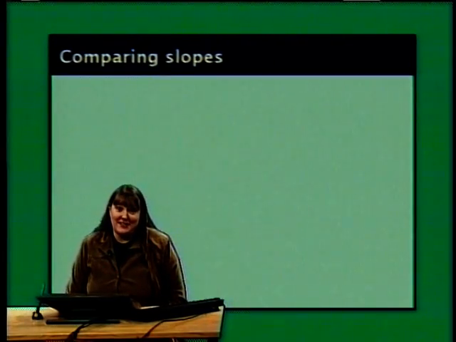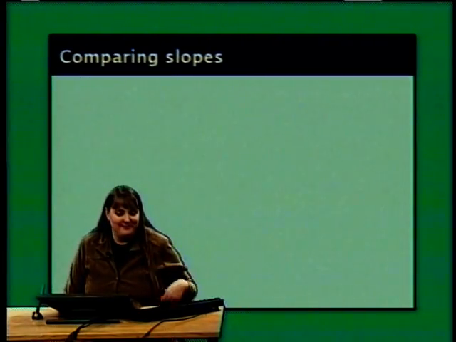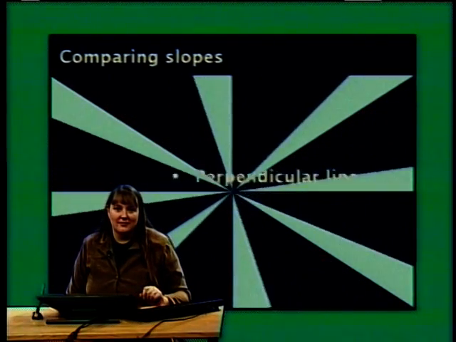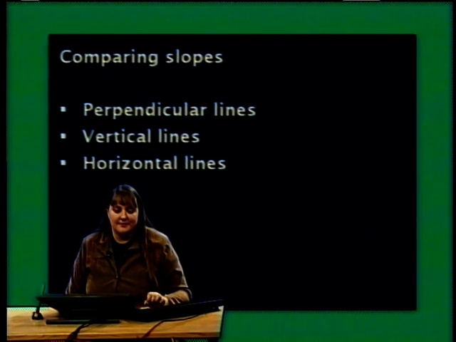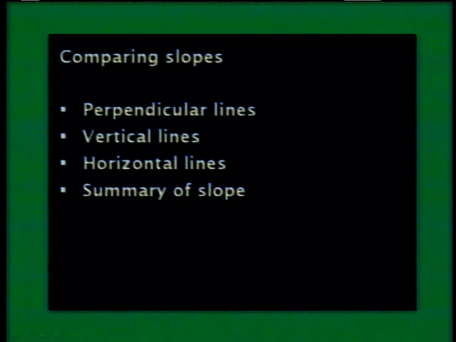In this part of the lesson, I'm going to look at comparing slopes. I'm going to start by looking at perpendicular lines. Then we're going to talk about vertical lines and horizontal lines. And I'm going to end with a summary of the types of slopes we've talked about and a couple of examples.